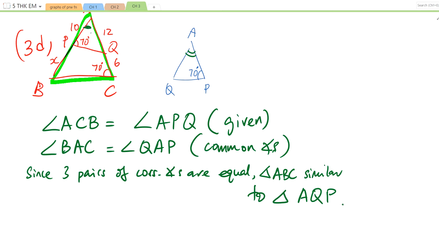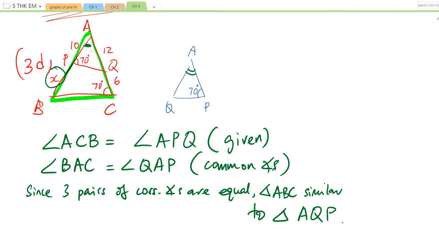Next, what do we have? Find the unknown x. Where is the x? Oh, over here. How do I find x? Wait, I haven't included all the other information, right? AQ is supposed to be 12. AP is supposed to be 10. Okay. So how to find x?